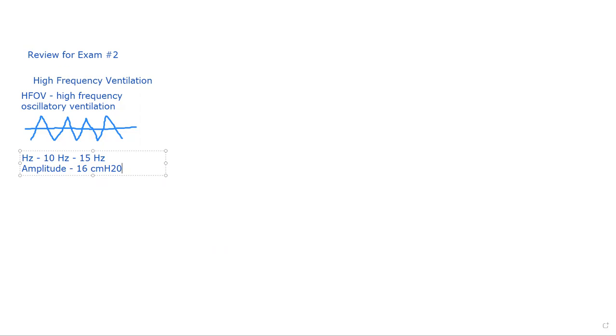The higher you go with amplitude, the bigger the delta P and the bigger the tidal volume. The lower you go with amplitude, the smaller the tidal volume. So just comparing that to pressure control and setting your inspiratory pressure, it has the same effect. So amplitude is like setting delta P with conventional ventilation. And then for oxygenation, we have mean airway pressure.